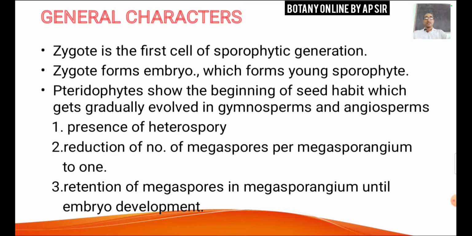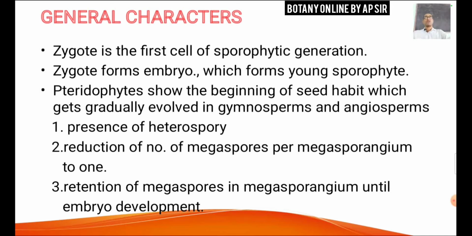This zygote then develops into an embryo, and this embryo then forms a young sporophyte. So now this cycle is completed. From the sporophyte, the gametophyte has been formed, and from the gametophyte again the sporophyte has been formed. So the zygote, which is the first cell of the sporophytic generation, forms the embryo, which then develops to form a young sporophyte.